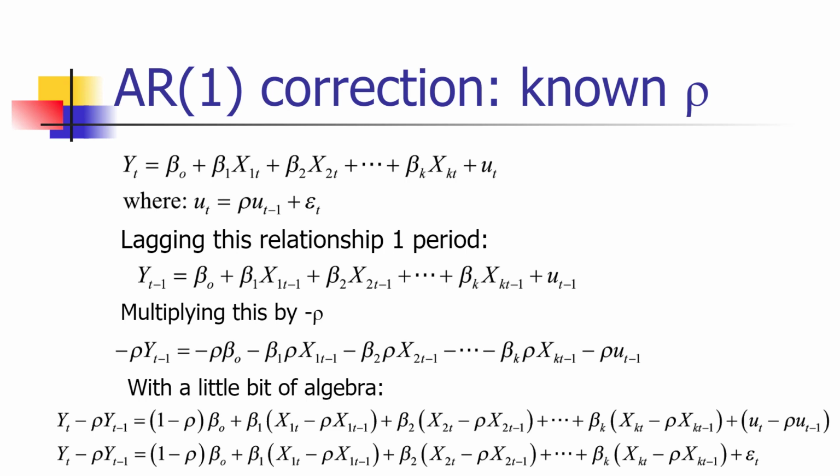So by making this transformation, by lagging the equation, multiplying it by negative rho and subtracting that from the original equation, we've ended up with a new equation where the error term is just epsilon t. And epsilon t, remember, is uncorrelated across time. Essentially, what we've done is transform this equation from one where we had first-order autocorrelation to one where we've removed the first-order autocorrelation by this process of lagging the relationship, multiplying by rho, and then subtracting that from the original value of each of the variables.